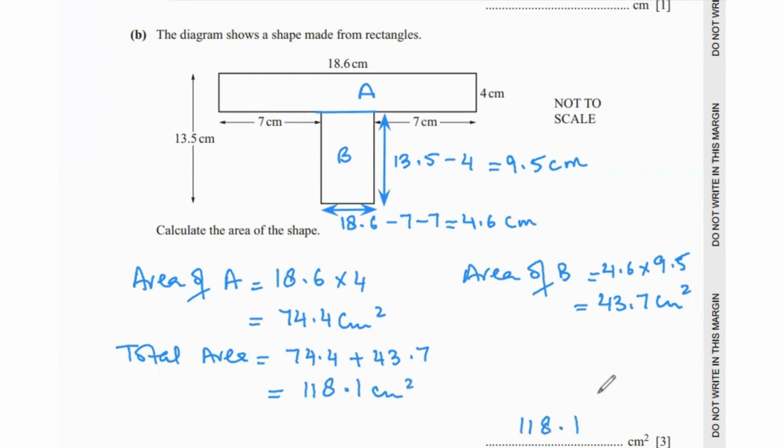Once again, split the composite shape or the compound shape, whatever you call it, into rectangles or shapes that you know how to find the area for. And then find the missing lengths if there are any. And then use those to find the area separately and then add them up for the entire shape.